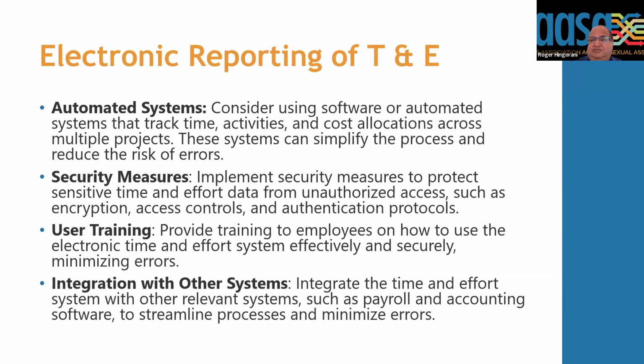I've seen more and more folks using the electronic reporting of time and effort. Some of them are really easy to use. There's always a cost associated with them. So each grantee has to make its own decision whether they are able to incorporate the time and effort into an automated system. The only reason you would consider that is because it can track time, activities, and the cost allocation across multiple projects. It's very easy when you go into the software and say, on this project, I worked 4 hours and on that, and at the end, it automatically calculates what percentage of time you spent on each of those projects.